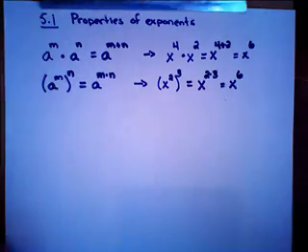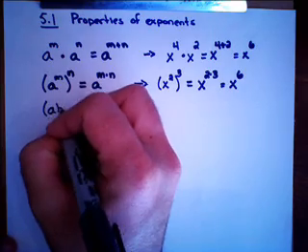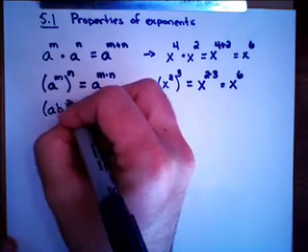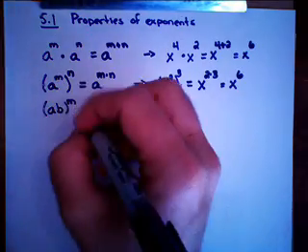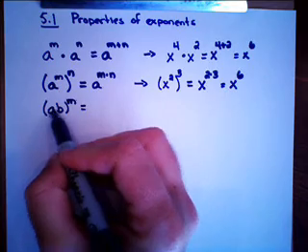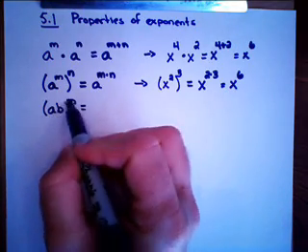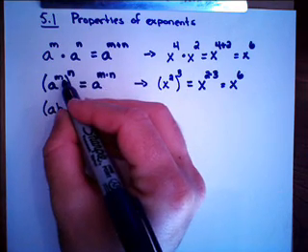Alright, the next one, if you had two things inside parentheses, such as a times b, and you're going to raise that whole thing to the nth power. What you have to do in this case is you have to treat a to the nth power and b to the nth power. So really what you're doing is the same thing you did in the example above.